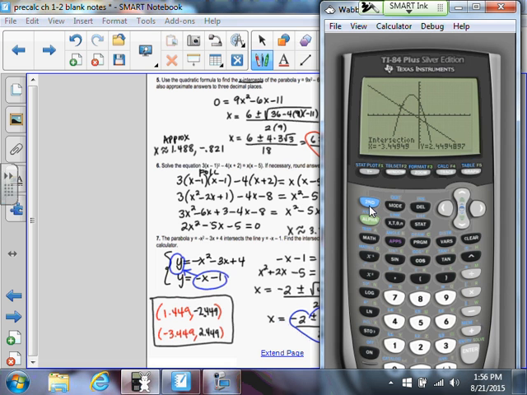So we're going to go back in and we're going to do second trace. And again, we're going to do option number 5, intersect. And we're going to trace along the parabola until we get to the place where we think the intersection point is. Hit enter. And then we're going to trace along the line and hit enter. And then we're going to hit guess. All right, and the other point says 1.449, comma, negative 2.449.